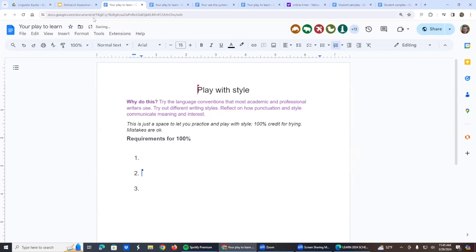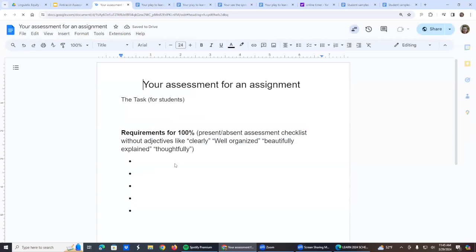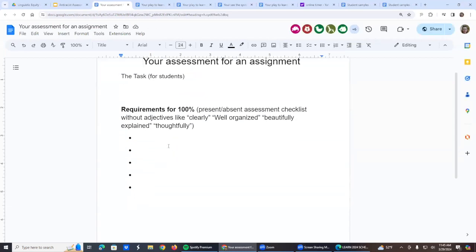And then the other one I wanted to show is my academic essay, where I try to remove things like clearly or well organized or beautifully explained or thoughtfully, all these judgmental adjectives, which are still in the AAC&U rubrics. So I try to write assignments where there's no judgmental words, and I'm just showing them if something is absent or present. So do they type or also handwrite? They can type, but anytime somebody wants to handwrite and turn it in, they're always welcome to do that.